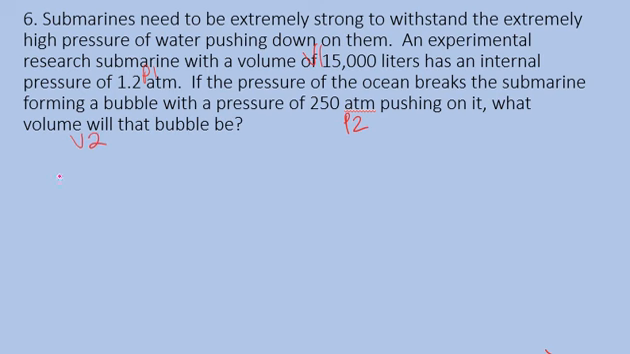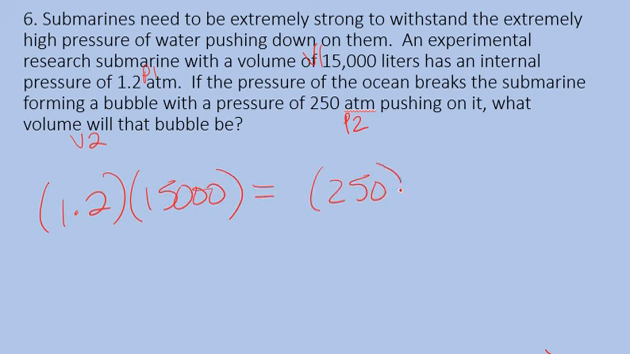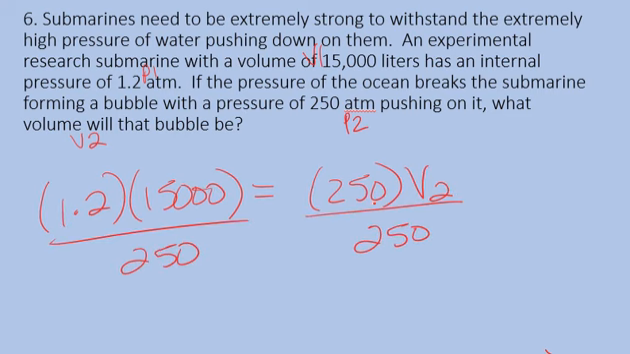I have no temperature, so I don't need any temperature in this. I just have P1 times V1. So 1.2 times 15,000 equals 250 times V2. I'm going to divide this side by 250, divide this side by 250. Now V2 is by itself. All right, so 1.2 times 15,000, and then divided by 250 equals.